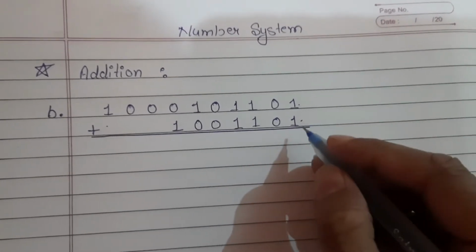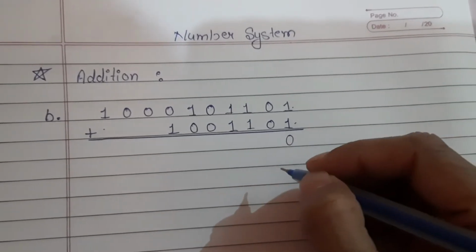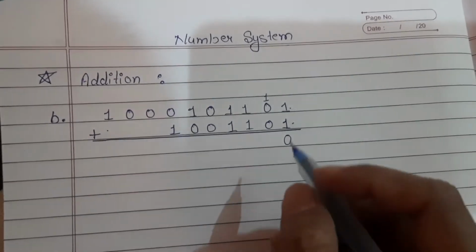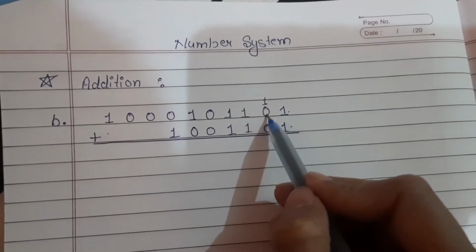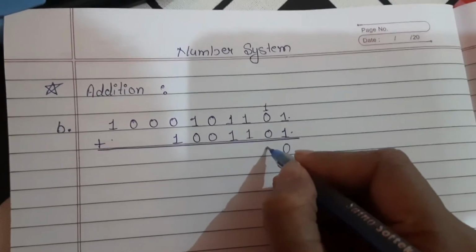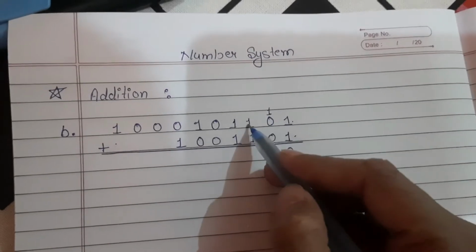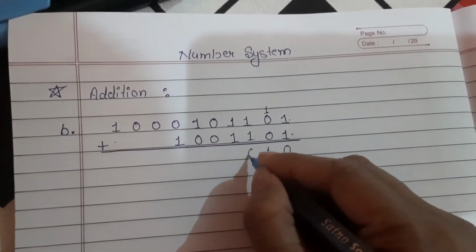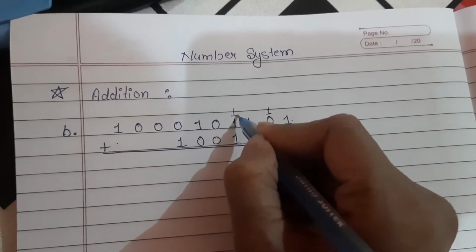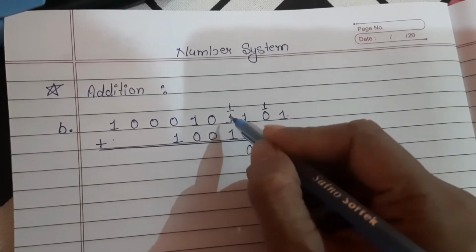So, 1 and 1 comes 10. So, we are going to put 0 here and 1 is going to be forwarded upside. Now, 1 and 0 is 1, and 1 and 0 is 1 only. So, here comes 1. 1 and 1 again 10. I am going to write down 0 over here and here 1. Then 1 and 1 is 10.